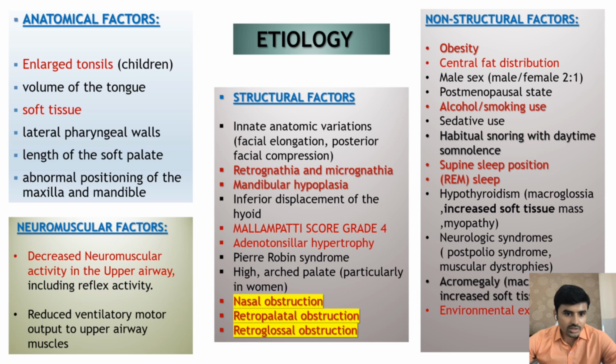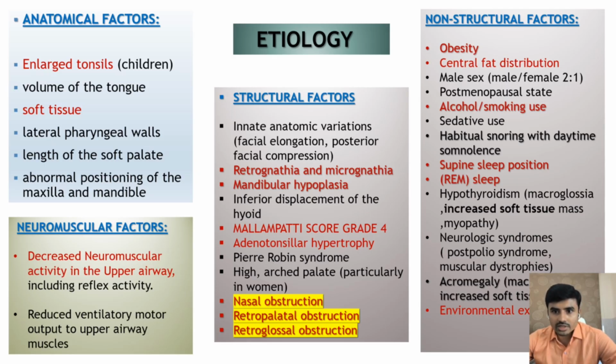Neuromuscular factors. There is decreased neuromuscular activity in the upper airway, including reflex activity. Reduced ventilatory motor output to upper airway muscles. Structural factors. Innate anatomic variations like facial elongation, posterior facial compression, retrognathia, micrognathia, mandibular hypoplasia, inferior displacement of hyoid, Mallampati grade 4, adenotonsillar hypertrophy, Pierre Robin syndrome, high arched palate, nasal obstruction, retropalatal obstruction, retroglossal obstruction.